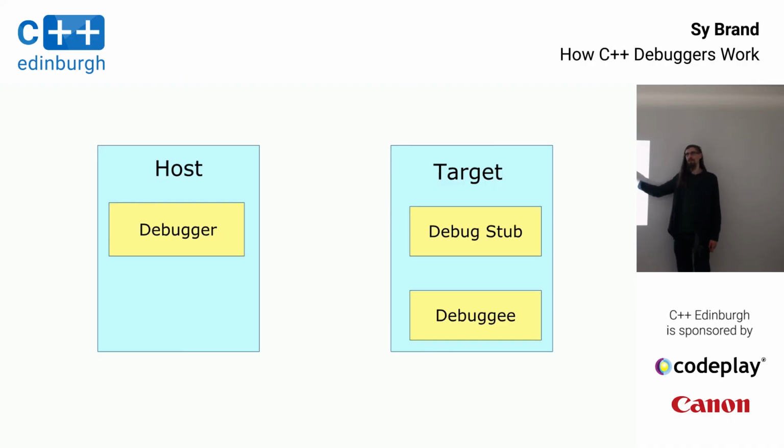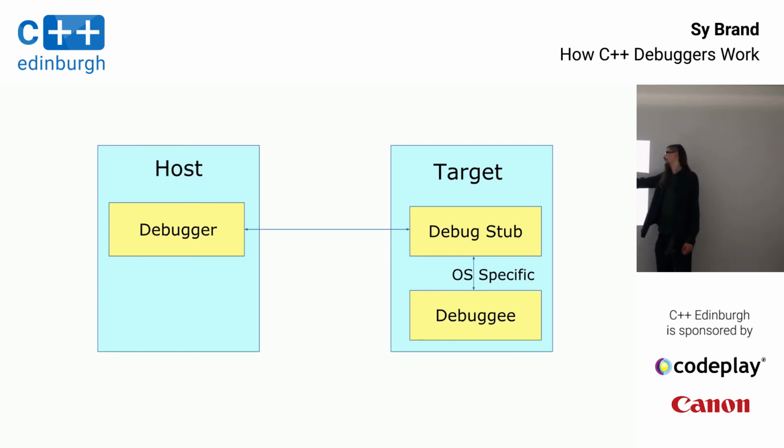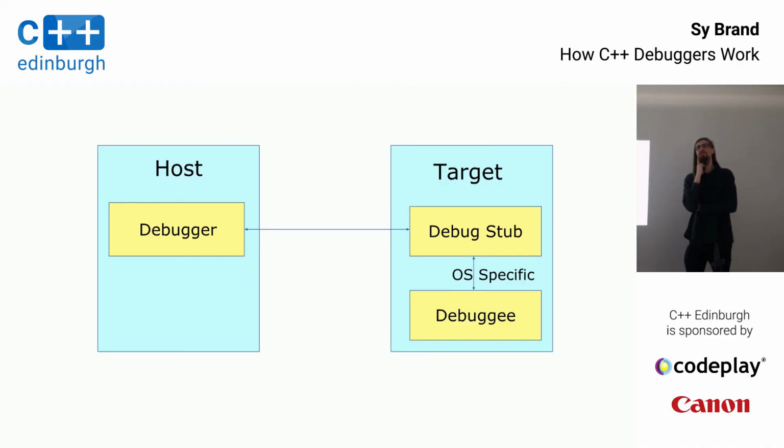LLDB's debug stub has an entire instruction emulator. And then you have the actual program you're going to be debugging. The debugger and the debug stub are communicating, and the debug stub is using some OS-specific thing like ptrace to communicate with the debuggee. Is the debug stub a separate program, or is it something that's mapped into the memory of the debuggee? The debug stub usually will launch the debuggee, so the debuggee will usually be sitting in the same process as the debug stub.